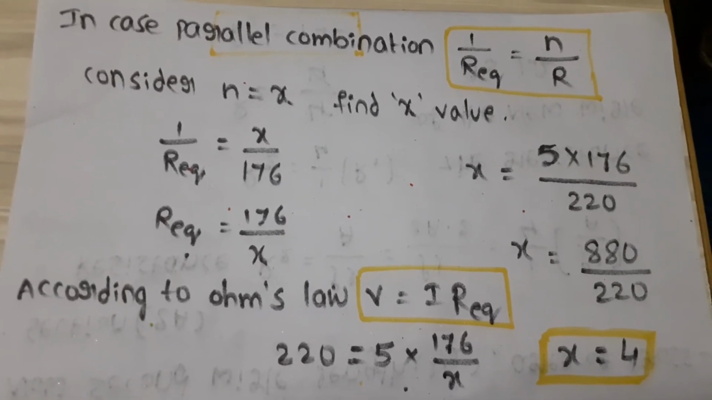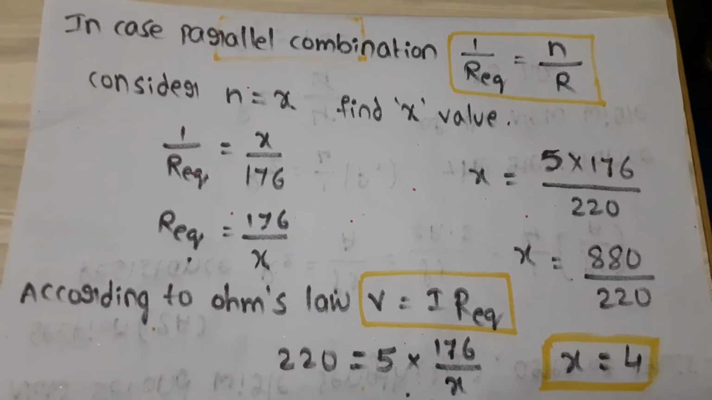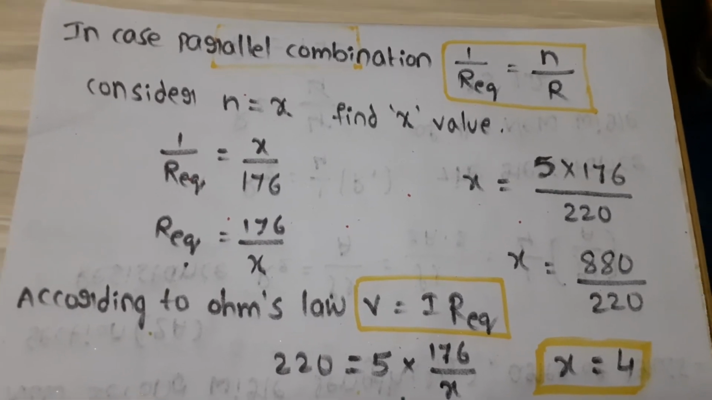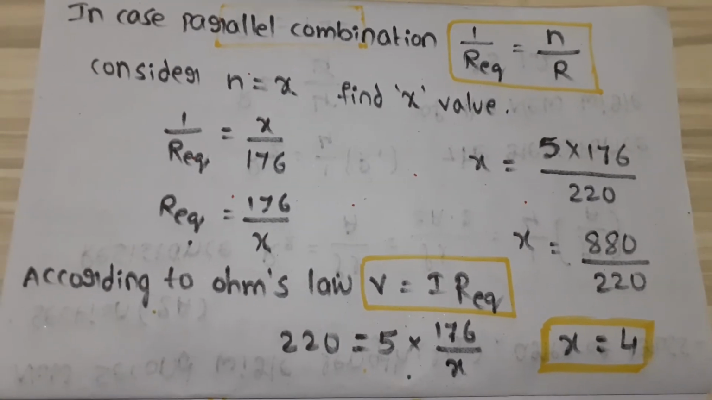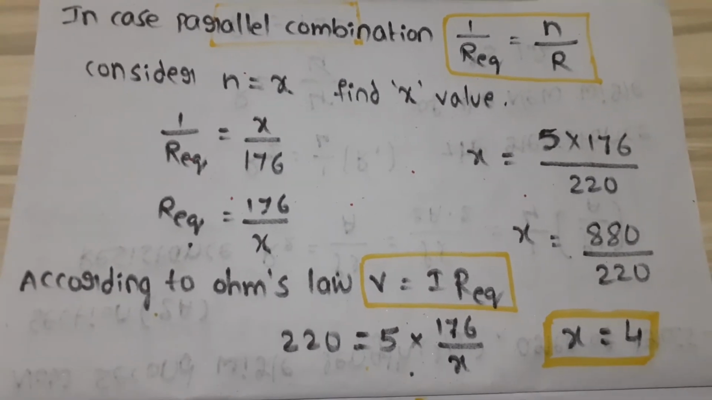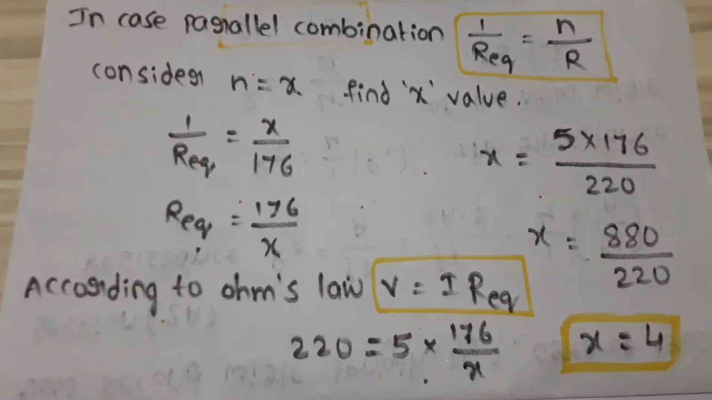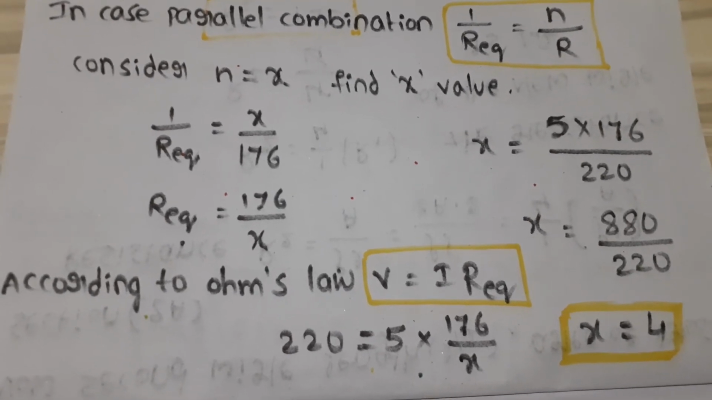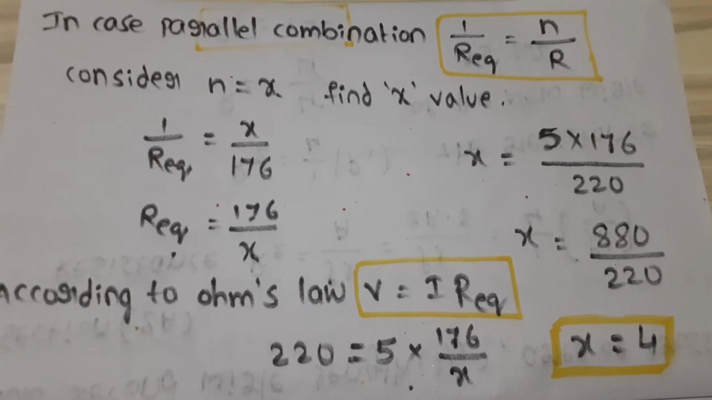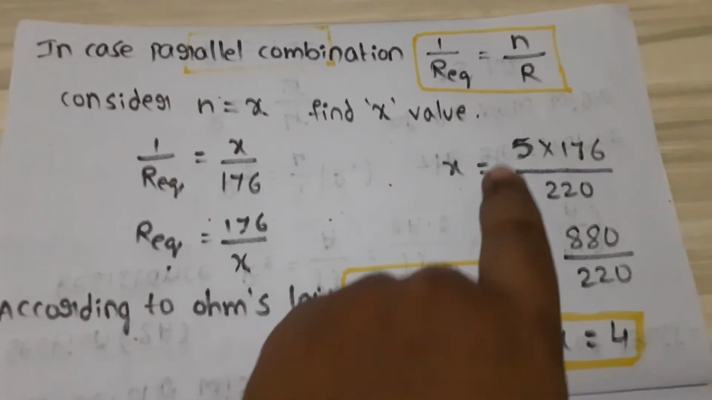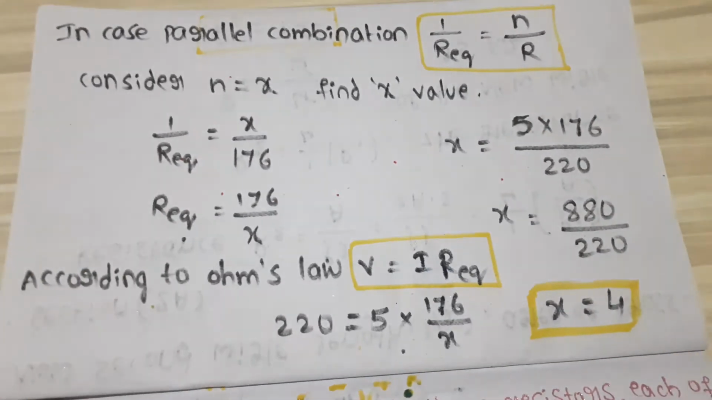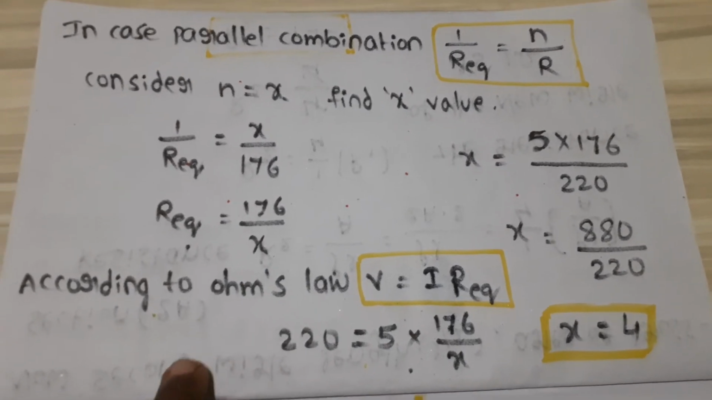In case of parallel combination, how many resistors are connected? Each resistor value is 176 ohms. So in case of parallel combination, the formula is 1 by R equivalent equal to N by R, where N is the number of resistors and R is each resistor value.